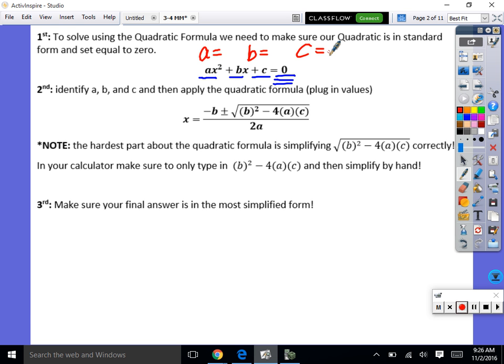X equals negative b plus or minus the square root of b squared minus 4ac all over 2a, and it just really helps.